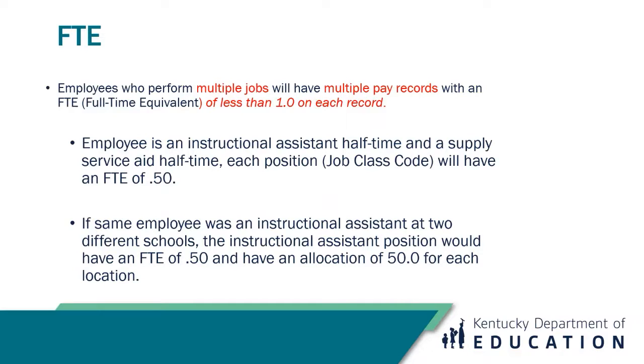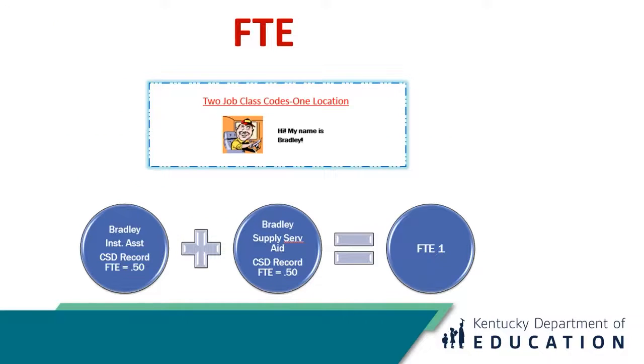Each position or job class code will have an FTE of 0.50 because they're doing one job half-time and the other half-time. If the same employee was an instructional assistant at two different schools, so we're adding in another element, the instructional assistant position would have an FTE of 0.50 and have an allocation of 50 for each location. So here's a graphic to start breaking this down.